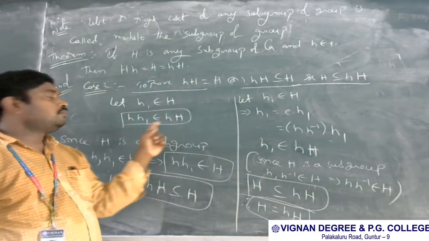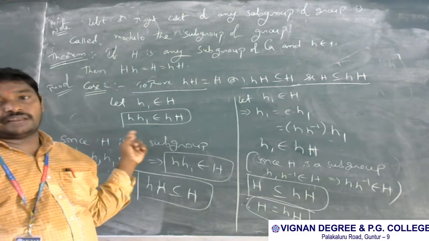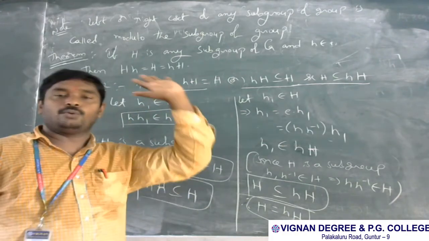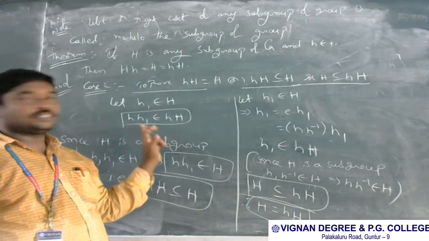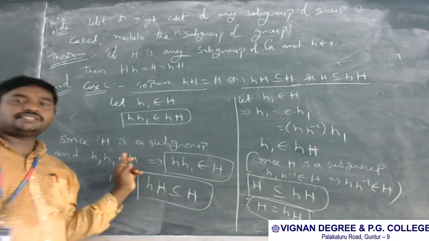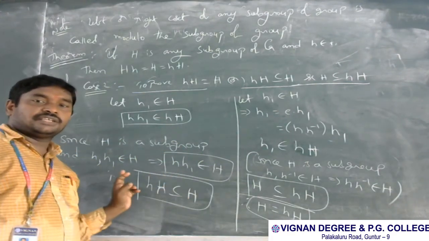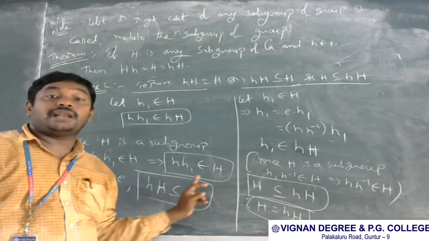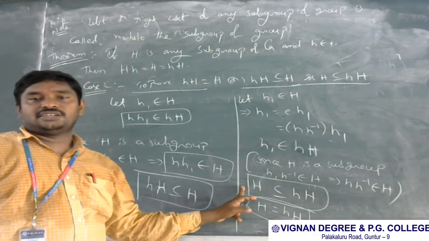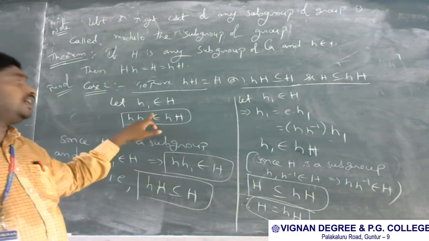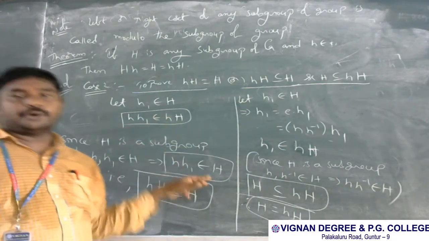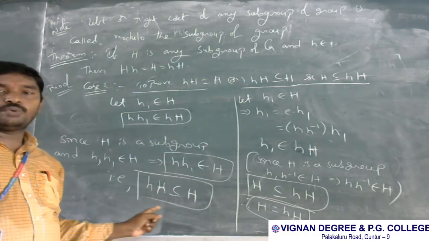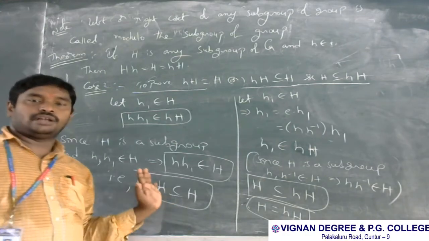Multiply with small h, both. Why can you multiply only on the left side? Because we are proving this left case. The right case is already proved. So small h into small h1 belongs to small h into capital H. Since H is a subgroup and h, h1 belong to capital H, by closure property, h into h1 belongs to capital H. So where you take small h1, h into h1, small h into capital H, where you proved capital H. So that must be a subset or equal. Okay friends.